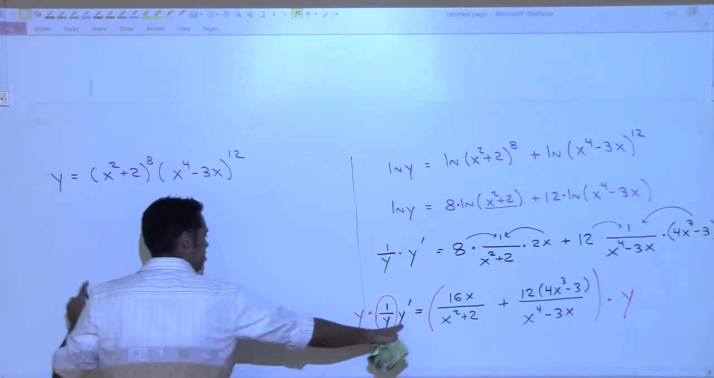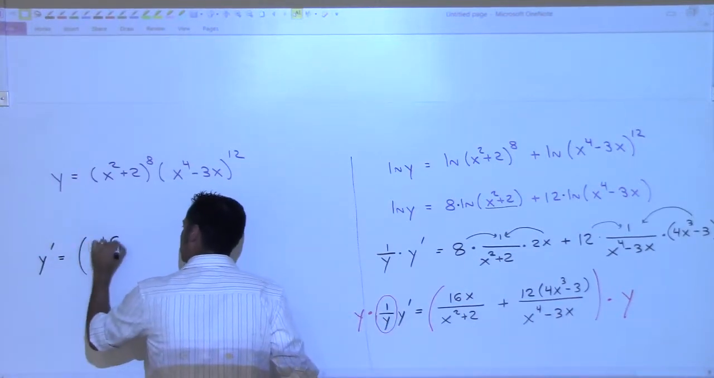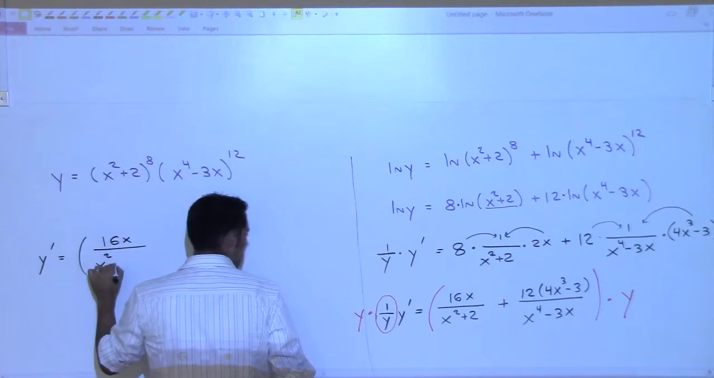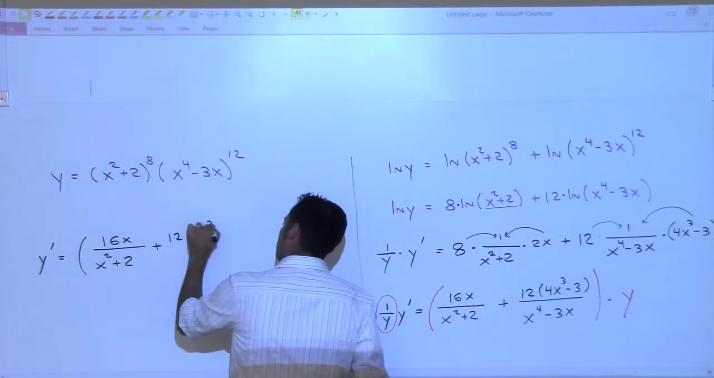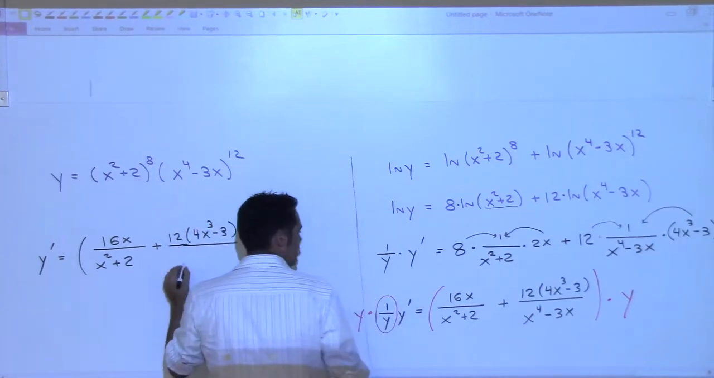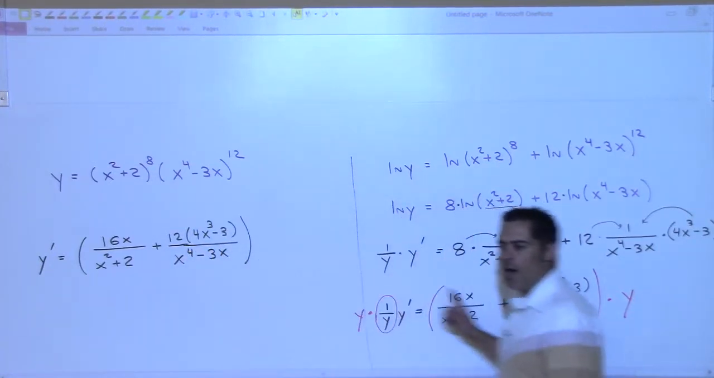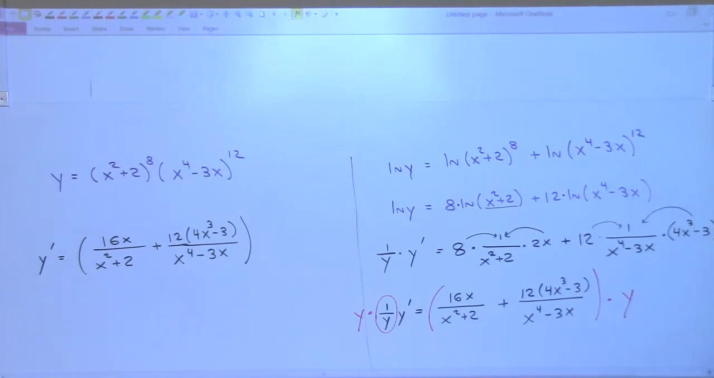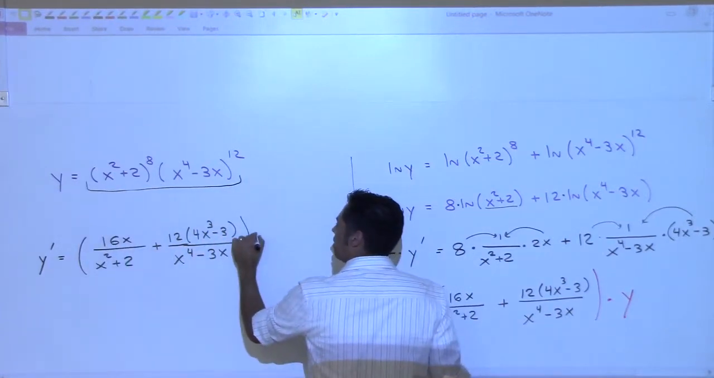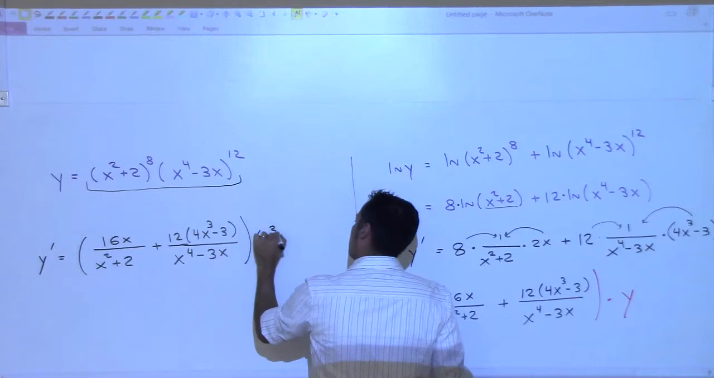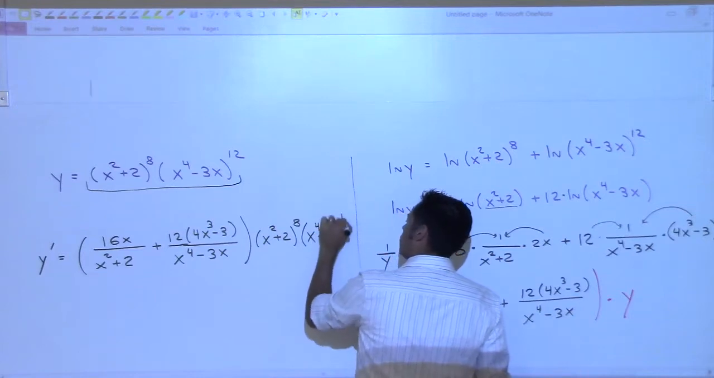So we have y prime, that's this, equals all of this in parentheses, 16x over x squared plus 2 plus 12 times 4x cubed minus 3 over x to the fourth minus 3x. But now I multiply that times y, right? And what is y? It's the original equation, right? It's this. So I need to write that out here. x squared plus 2 to the 8th, x to the fourth minus 3x to the 12th.